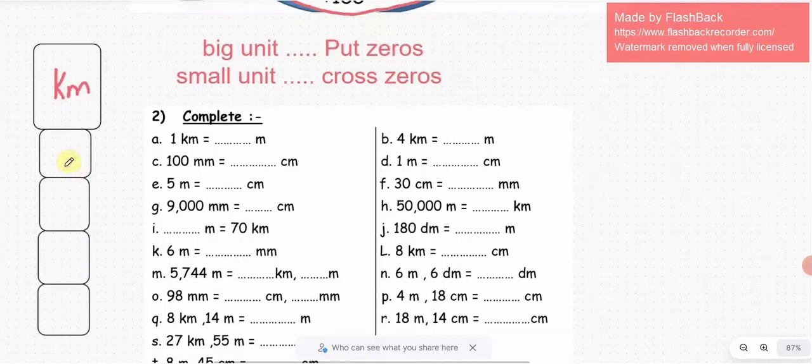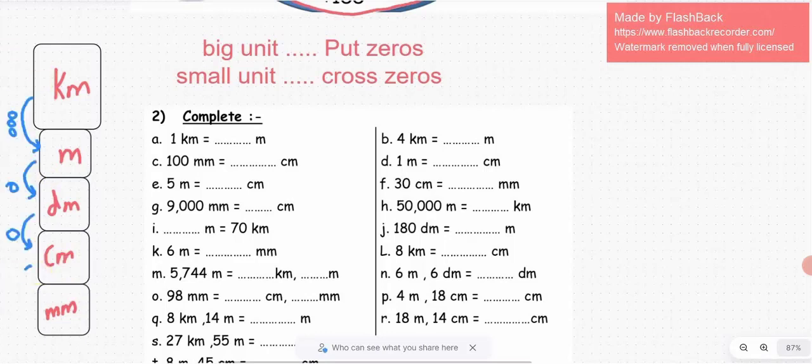We have another song for our units: kilometer, meter, decimeter, centimeter, millimeter. We can say this song: Kamel, Muhammad drank chocolate milk. Between kilometer and meter, 3 zeros. Between meter, decimeter, 1 zero. Decimeter, centimeter, 1 zero. And between centimeter and millimeter, there is 1 zero only. With the big unit, we put zeros. With the small unit, we cross zeros.